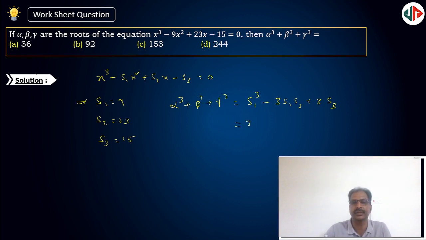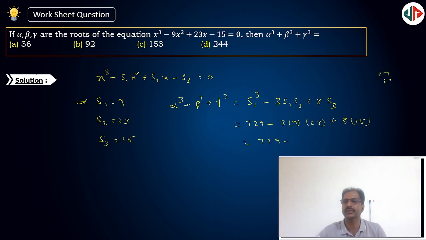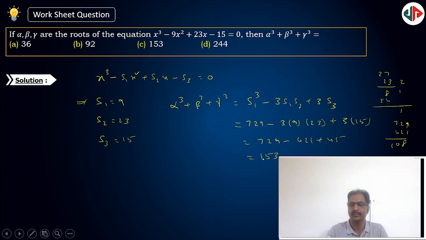S1 cube, 9 cube, is 729, minus 3 into 9 into 23, plus 3 into 15. So this is 729 minus 621 plus 45. Simplify that: 153. Option C.